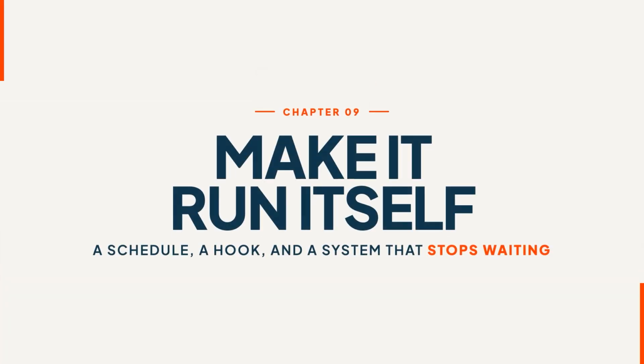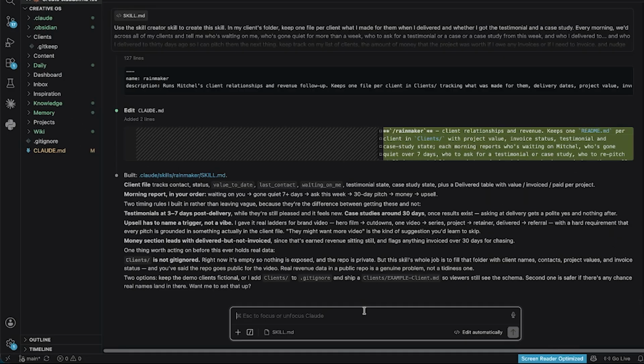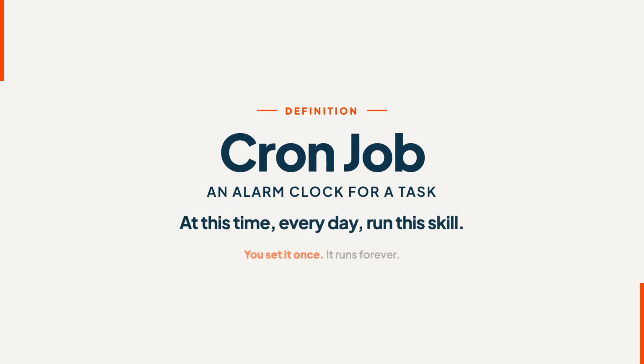But skills still sit there waiting for you to ask. 2 more pieces fix that. Everything we've built still waits for you to ask Claude. An operating system shouldn't. 2 things to fix that. First, a schedule. You'll hear it called a cron job. It's an alarm clock for a task.